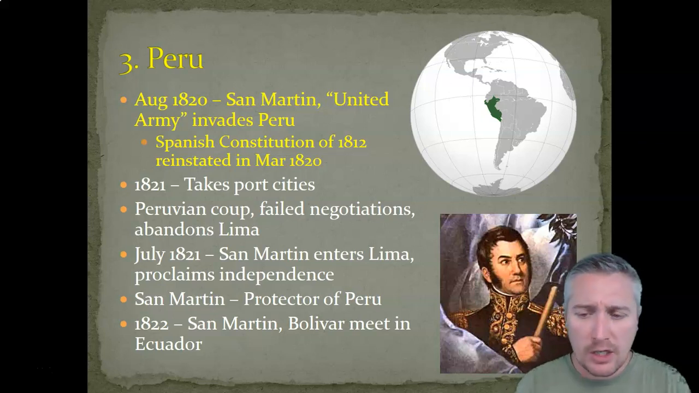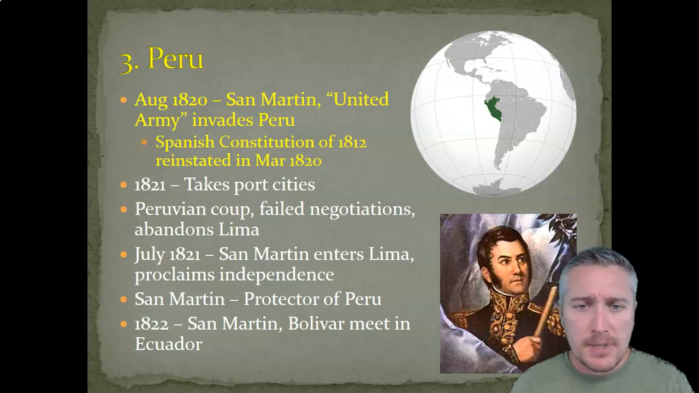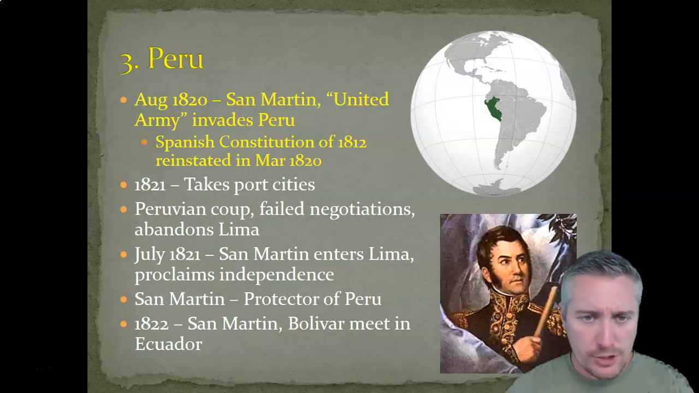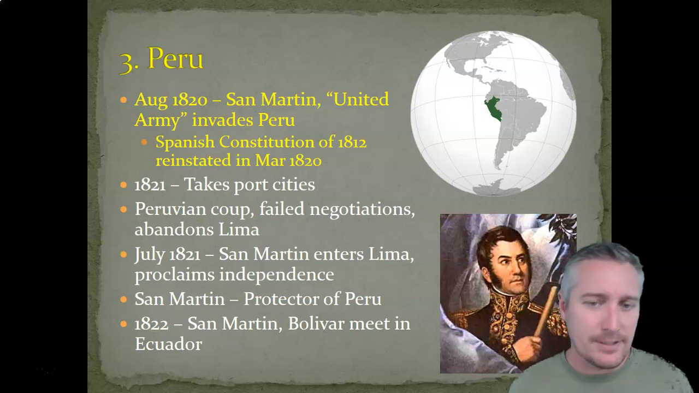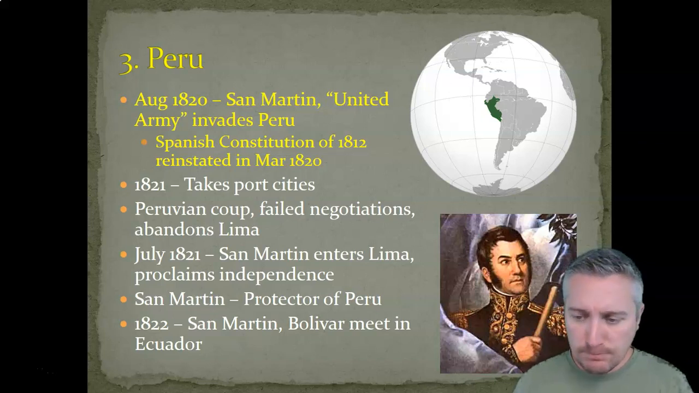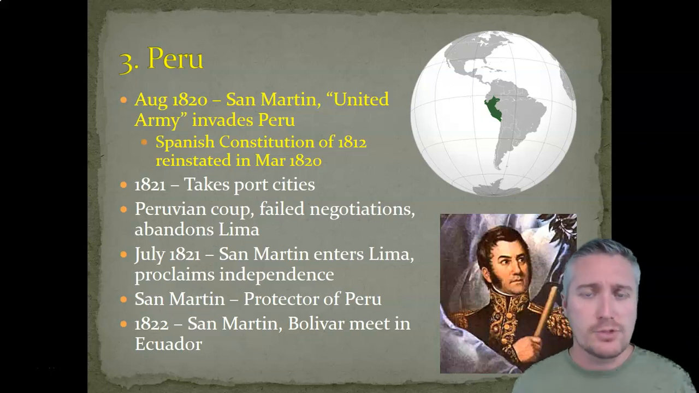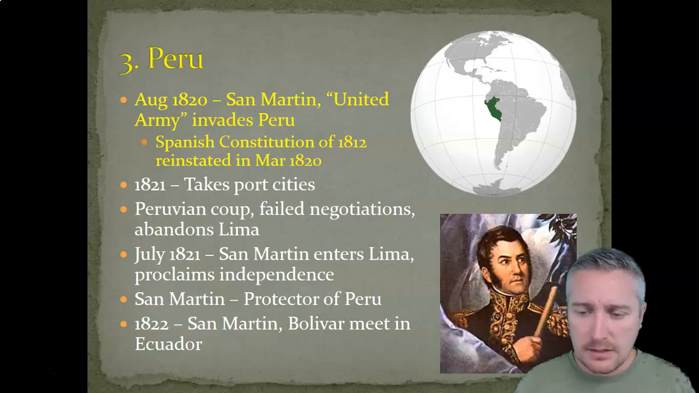Now, in August of 1820, he has now united this group of Argentines and Chileans, and he renames the army the United Army. And so this United Army will head into Peru, where they are vastly outnumbered. They are outnumbered 4-1. And because of that, San Martin being a wise general, will avoid major battles. We don't have too many major battles between the United Army and the Peruvian forces.